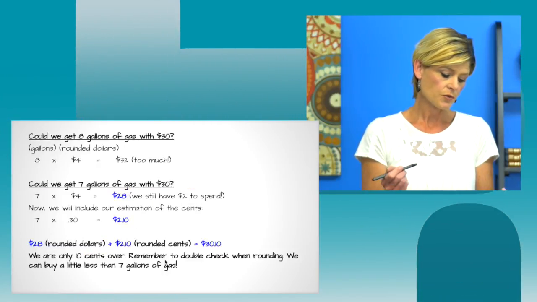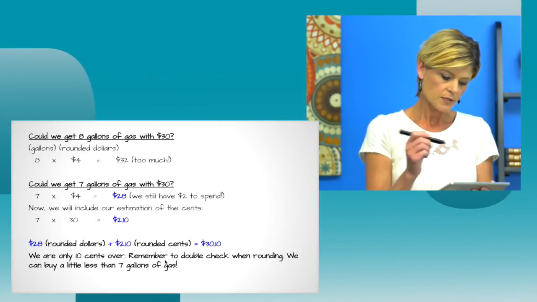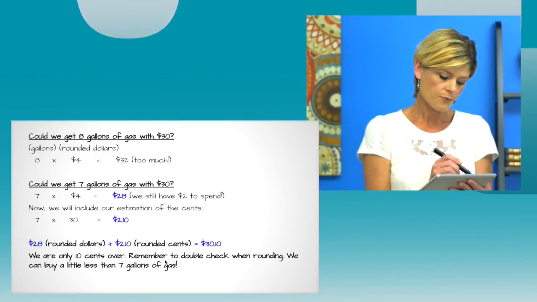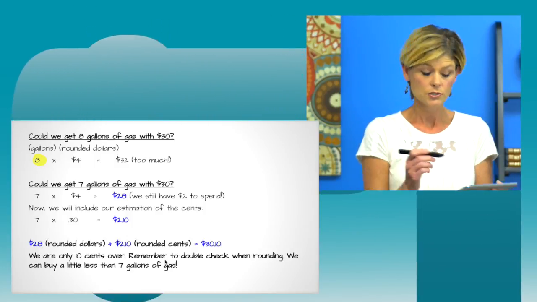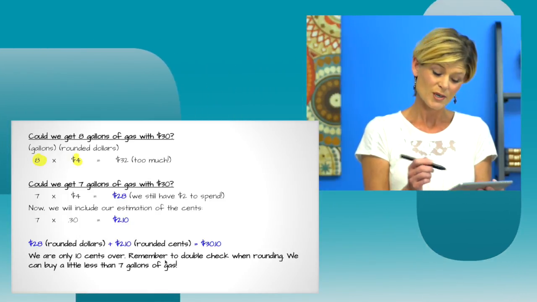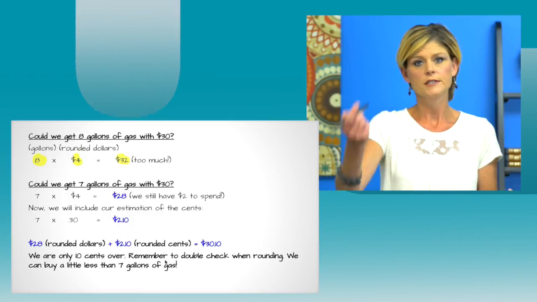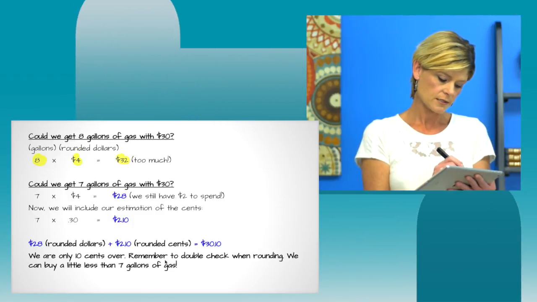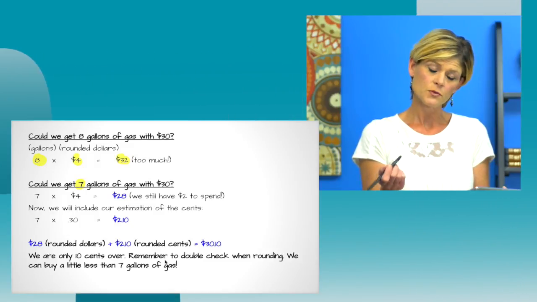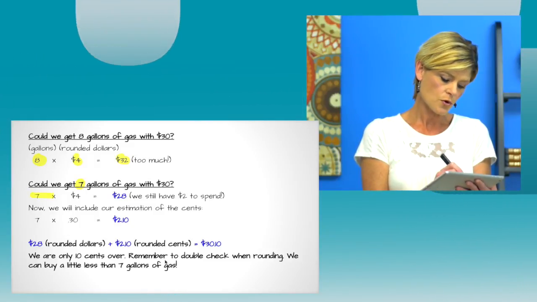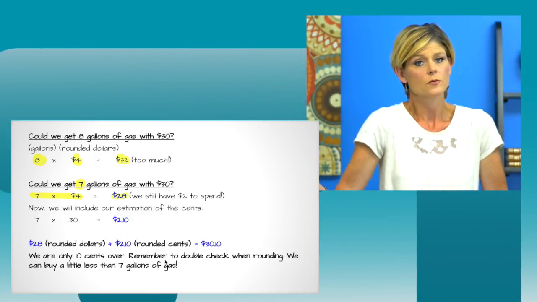All right, so we have $30. Can we get 8 gallons of gas with $30? So let's turn this into a math problem. If we want 8 gallons of gas and we have rounded the cost per gallon to $4, 8 times 4 is 32. Well, that's too much. We can't get 8 gallons of gas. So let's try one less gallon of gas. Let's try 7 gallons of gas. So could we get 7 gallons of gas with $30? Well, 7 times 4 is $28. Well, that's good, but we still have $2 to spend that we could use on gas.